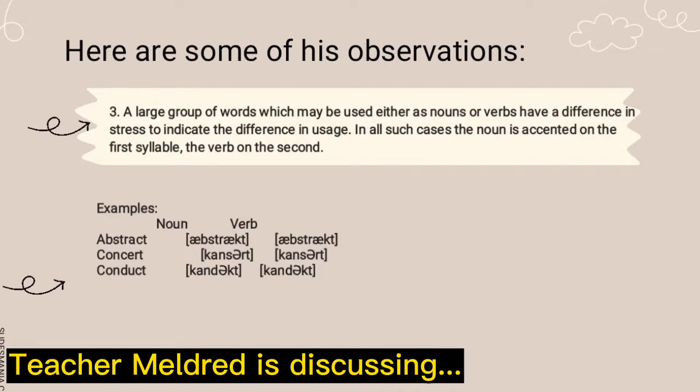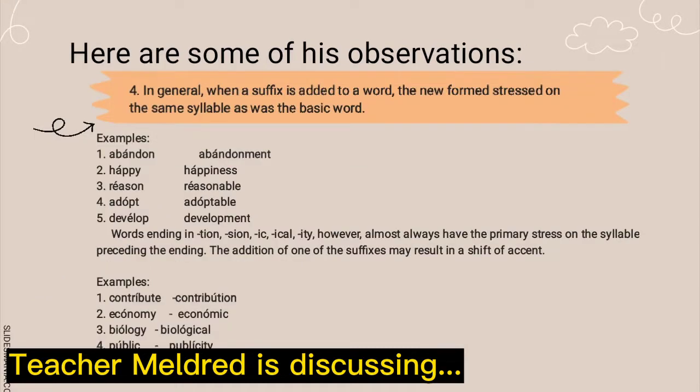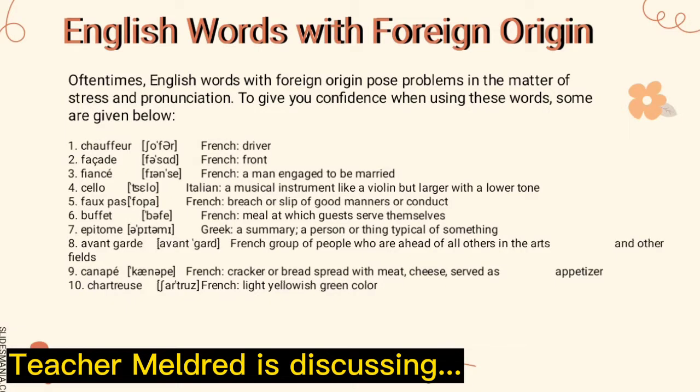Number 3. A large group of words, which may be used either as nouns or verbs, have a difference in stress to indicate the difference in usage. In all such cases, the noun is accented on the first syllable and the verb on the second. Number 4. In general, when a suffix is added to a word, the new form stresses the same syllable as was the basic word. See example below.